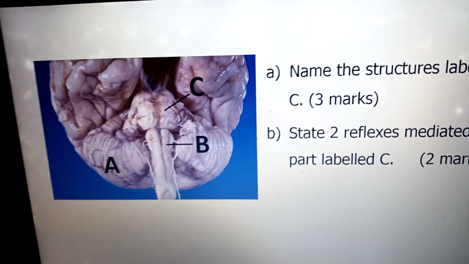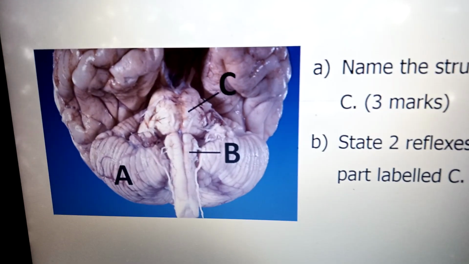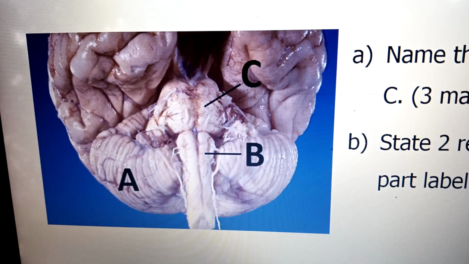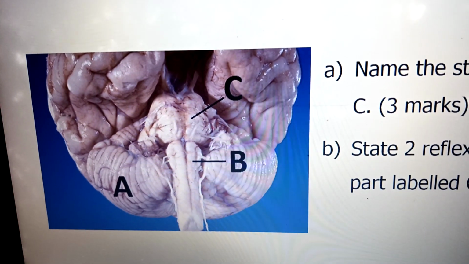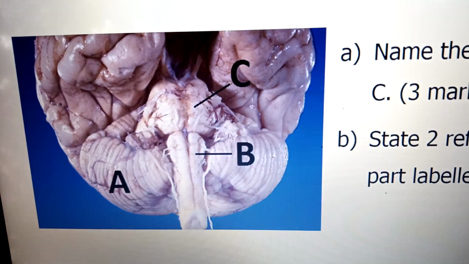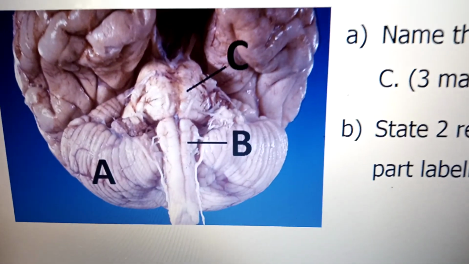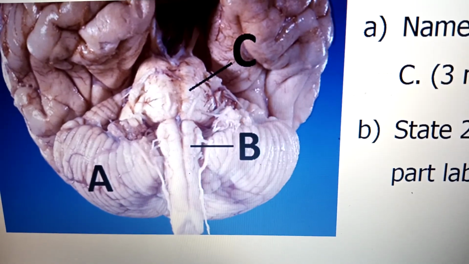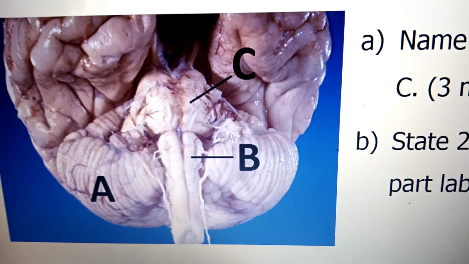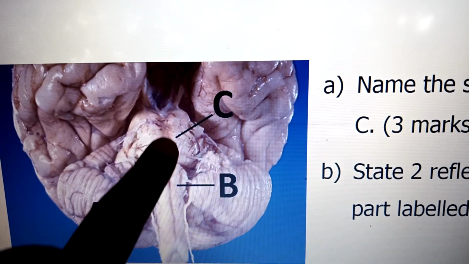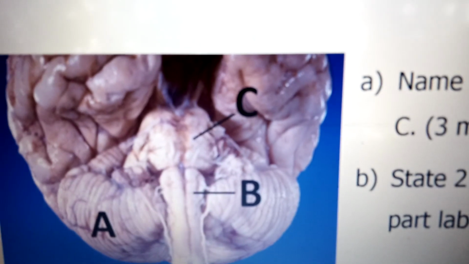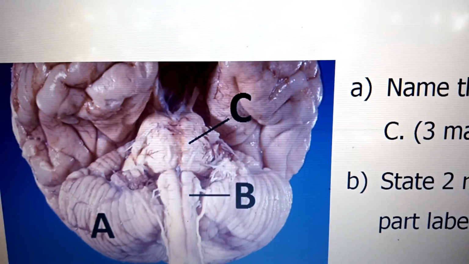Now, this is a picture of the base of the brain. So you can be able to see the cerebellum and the brainstem clearly. So the part labeled A, that is the hemisphere of the cerebellum. The part labeled B is the pyramids of the medulla oblongata. And the part labeled C is the ventral pons. So here you can be able to see the basilar artery there. Okay, and so this is part of the ventral pons.